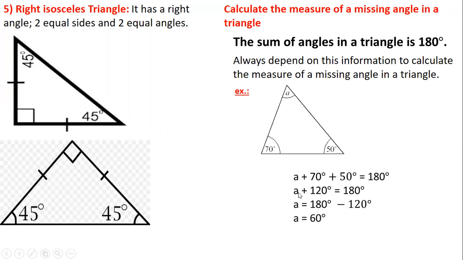So A, the missing angle, plus 70 degrees plus 50 degrees, which is 120 degrees, equals 180 degrees. Now the unknown A is equal to 180. When we take the plus 120 degrees to the other side, it becomes minus 120 degrees. So if I subtract 180 minus 120 degrees, I will get the measure of angle A, which is missing. It will be 60 degrees.